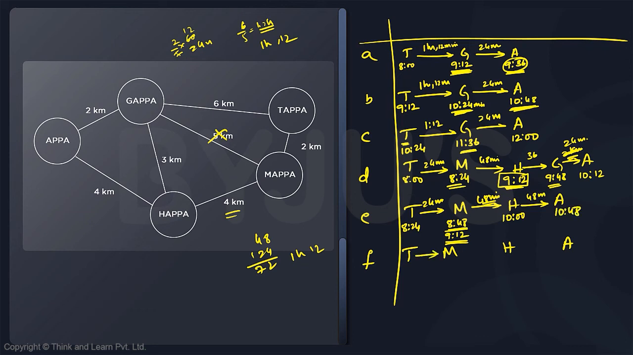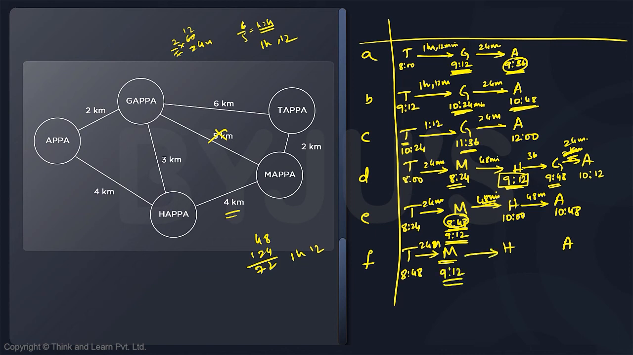Now the last person, T to M, he cannot start from T. Till when can he not start? Till the TM route is empty. So when is the TM route empty? It is empty at 8:48. So he can start at 8:48. And he will still take 24 minutes. So 24 minutes, so he'll be reaching at 9:12. So he'll be reaching M at 9:12.